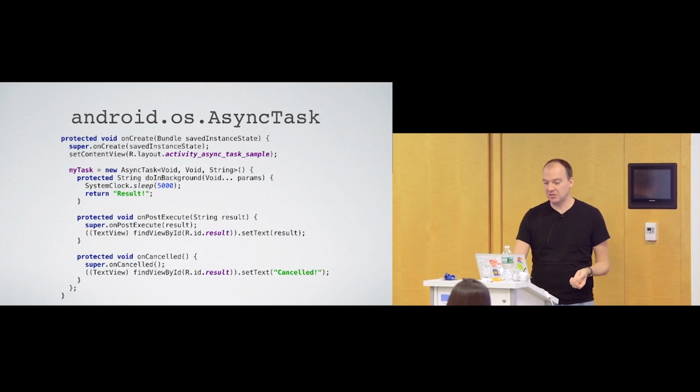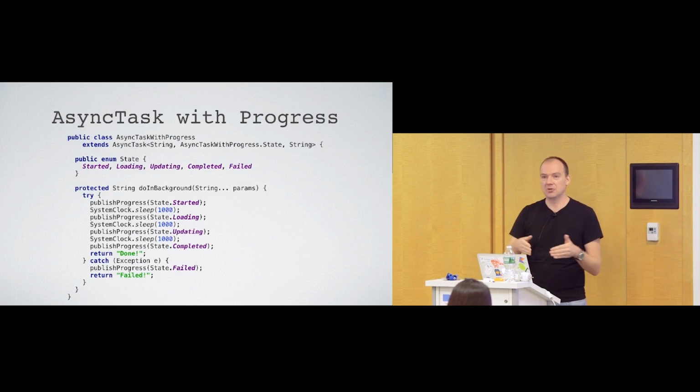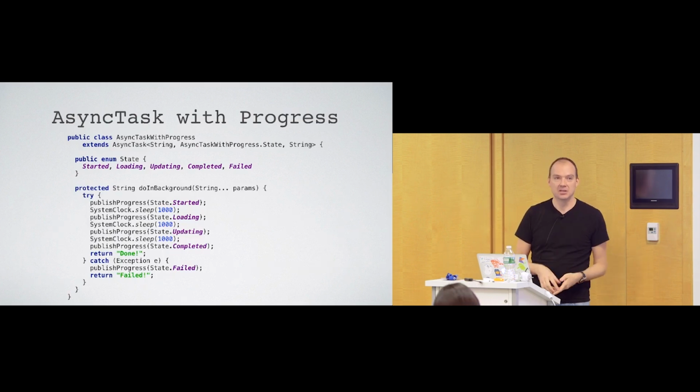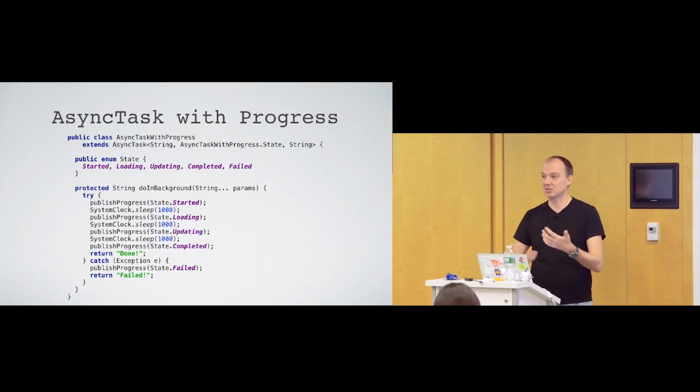Now, a nice thing with AsyncTask is that it has progress. Usually all the examples use a progress bar, so you pass an integer in there, but you can pass any type of object. For instance, if you have an AsyncTask that does an online transaction of some kind, you can define enums for that and pass those in instead. So it can be a very useful class for things that are still connected to the UI, where you want to move from one state to the next.